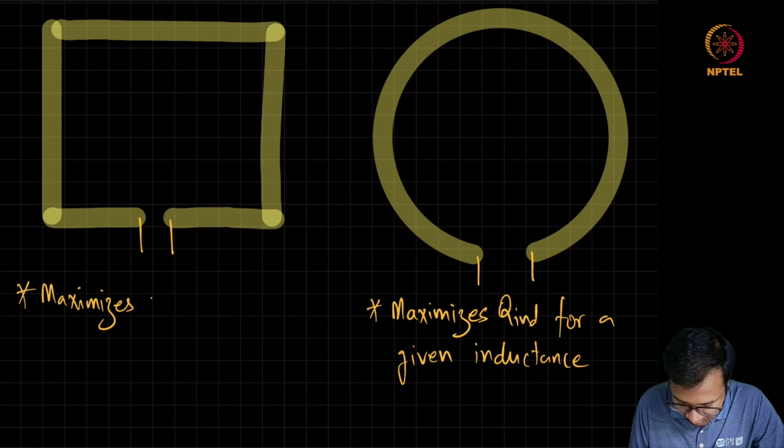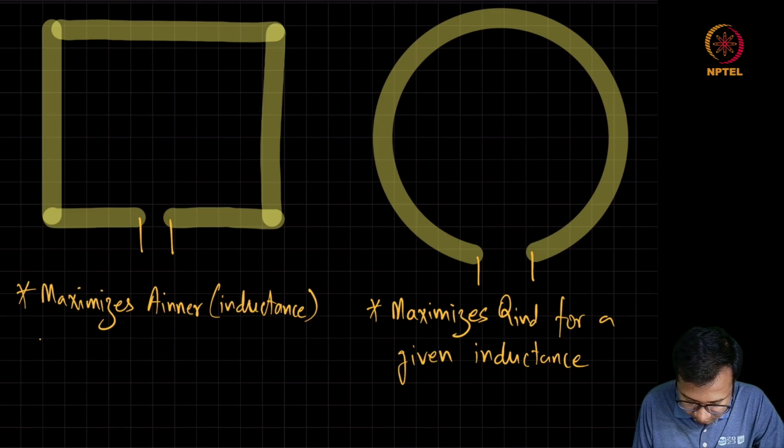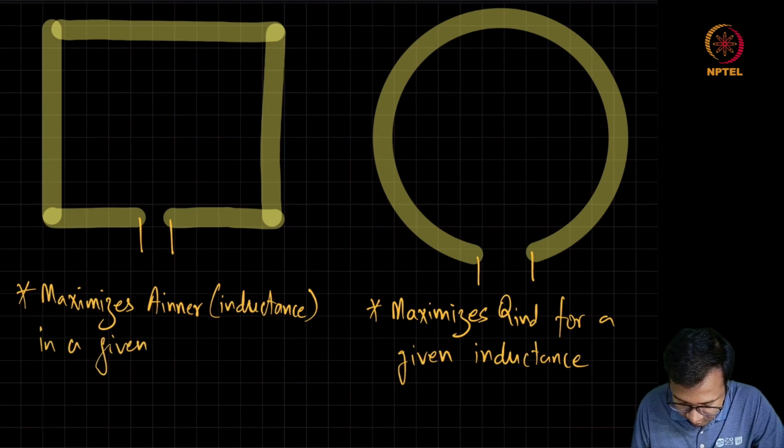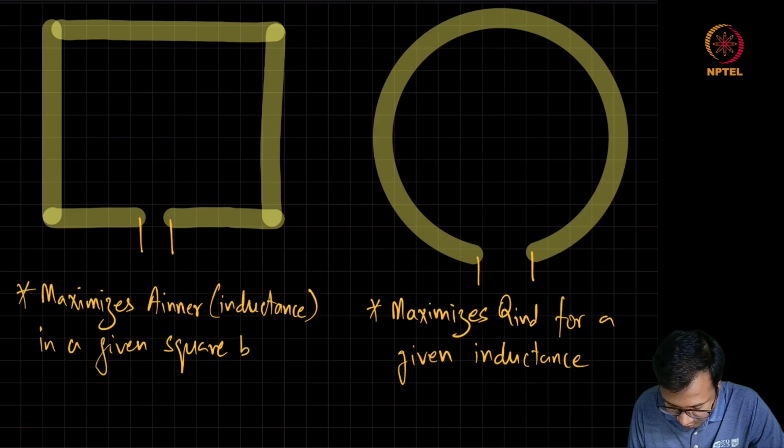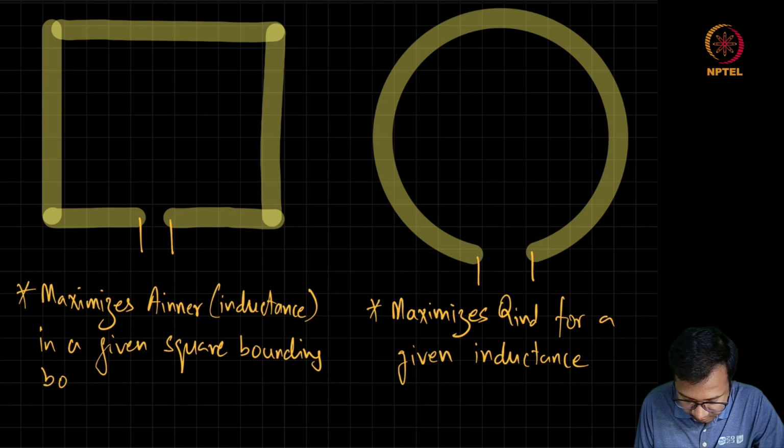So a square shape maximizes A inner or inductance in a given square bounding box.